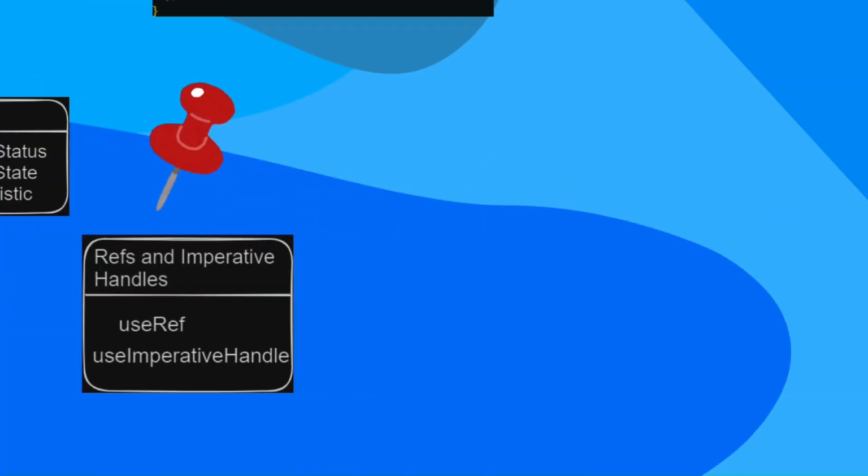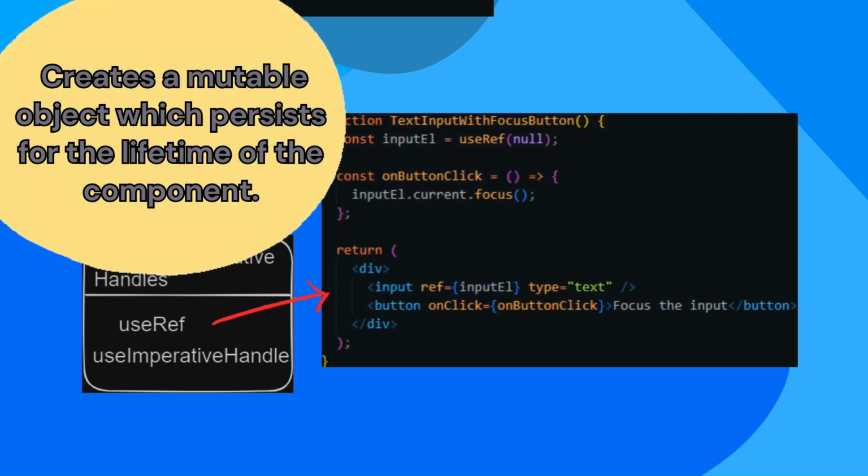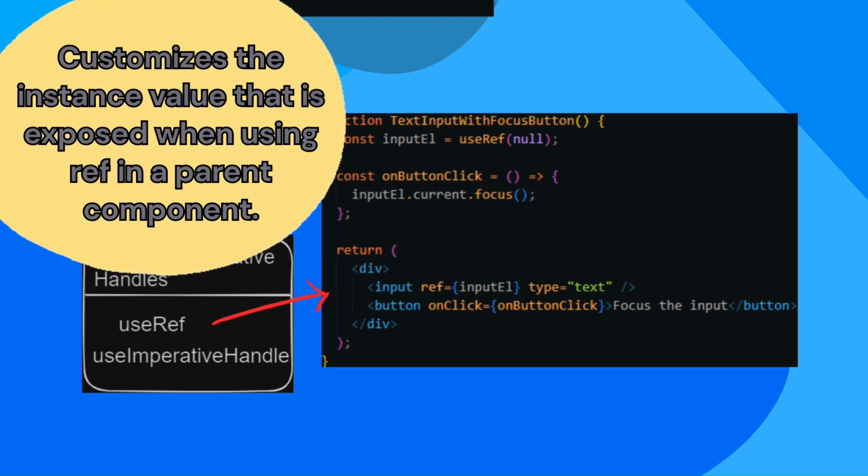Ninth, refs and imperative handles. useRef creates a mutable object which persists for the lifetime of the component. useImperativeHandle customizes the instance value that is exposed when using ref in a parent component.